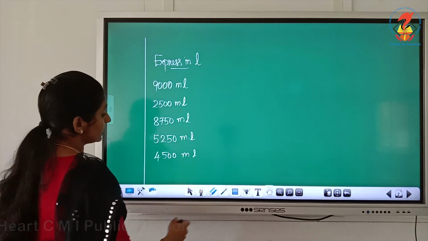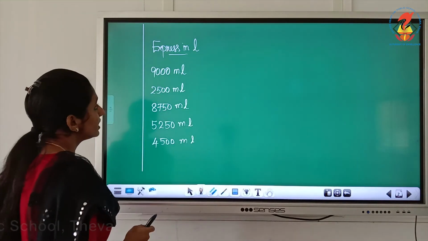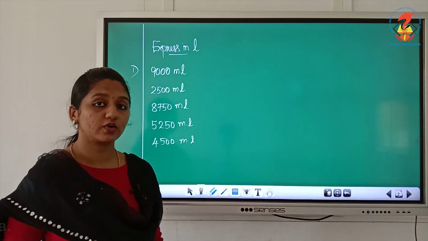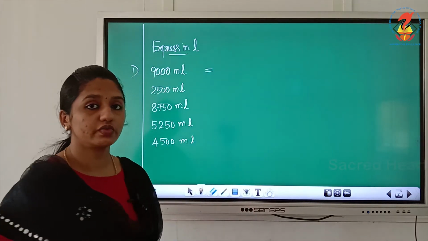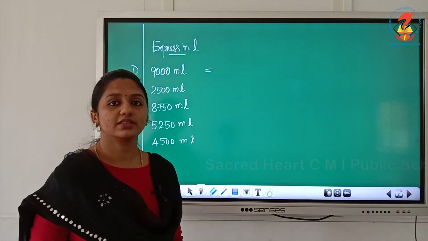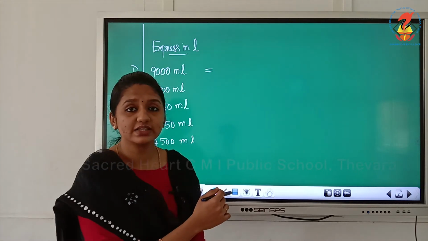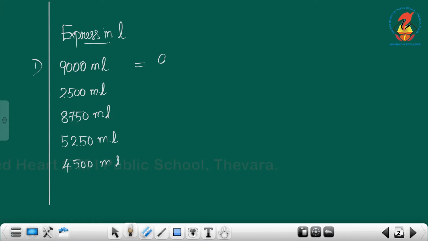So, express in liter. The first question is 9000 milliliter. We already know, from the last video, 1 liter equals how many milliliter? Yes, that is 1000 milliliter. So here 9000 milliliter is there. How many liters are there? Yes, 9 liter. 9000 milliliter means it's 9 liter.